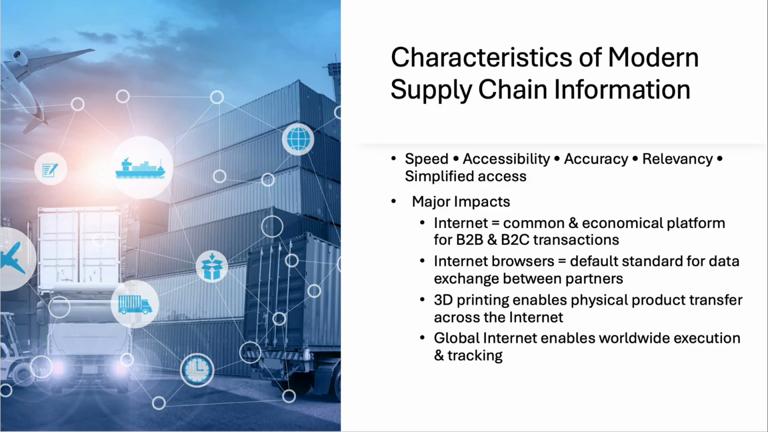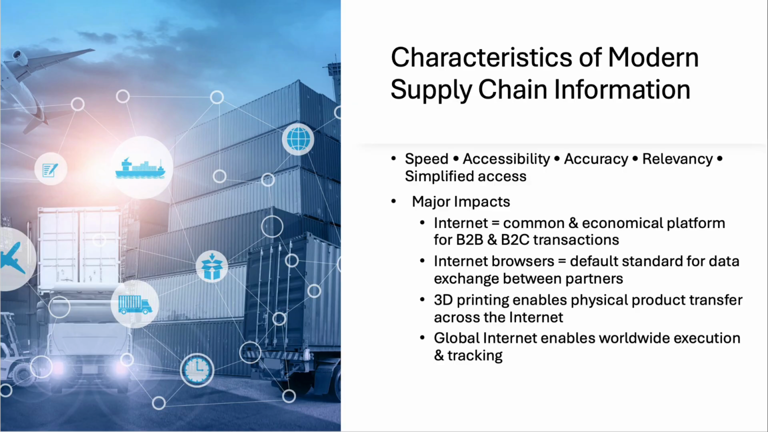Relevancy means the information should be useful for decision making. More data is not always better if the data is not meaningful. Simplified access means users should not need overly complex procedures to retrieve information. Good information systems make the right data easier to find, interpret, and use.